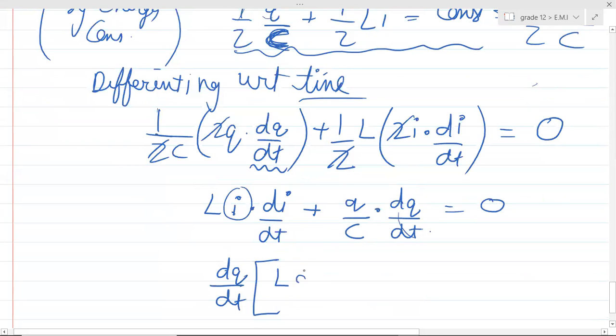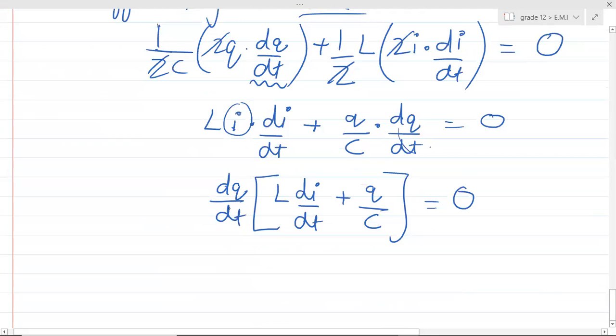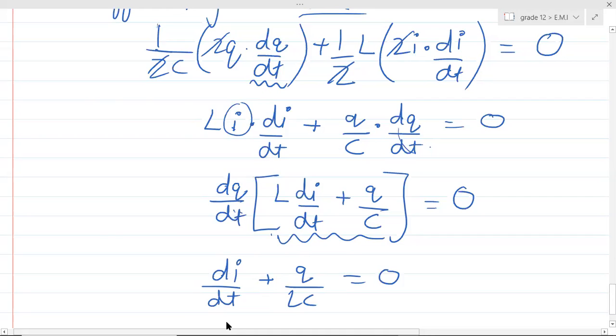So L into di by dt is remaining in the first term, and in the second term q by C remains, equals to 0. Can dq by dt be 0? dq by dt is basically current. Can current be 0? No, right? It's a non-zero quantity. So if this is not equal to 0, then this should be equal to 0. So can I write it as di by dt plus q by LC equals to 0? Can I write it like this?